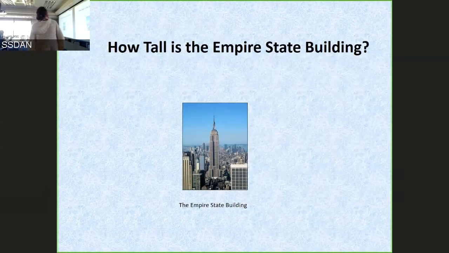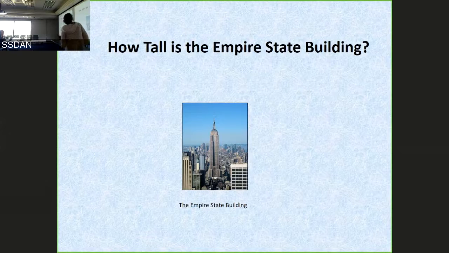Another thing is just estimation, having students understand estimation. This is a question on how tall the Empire State Building is. Anyone want to estimate how tall the Empire State Building is? Who hasn't seen my slide before? Anyone want to guess here?